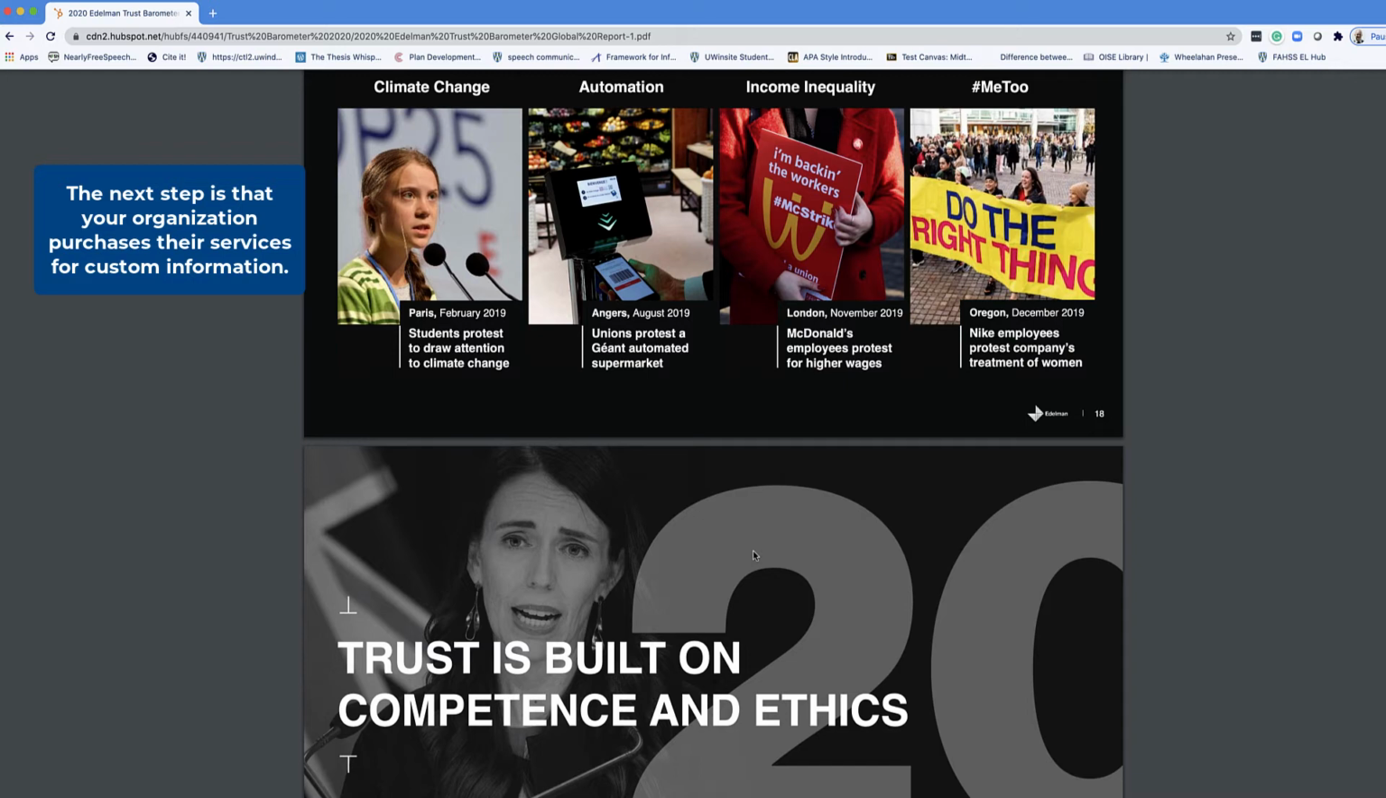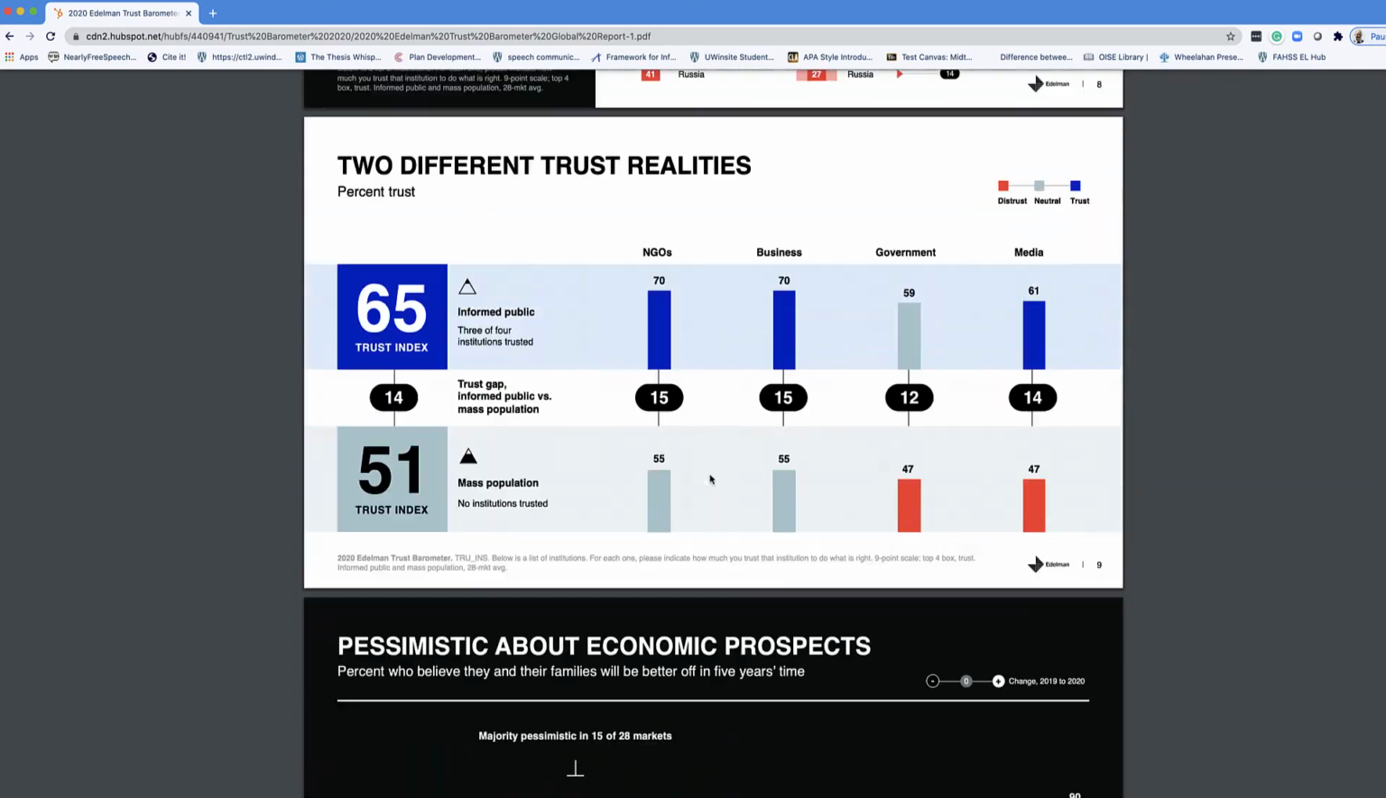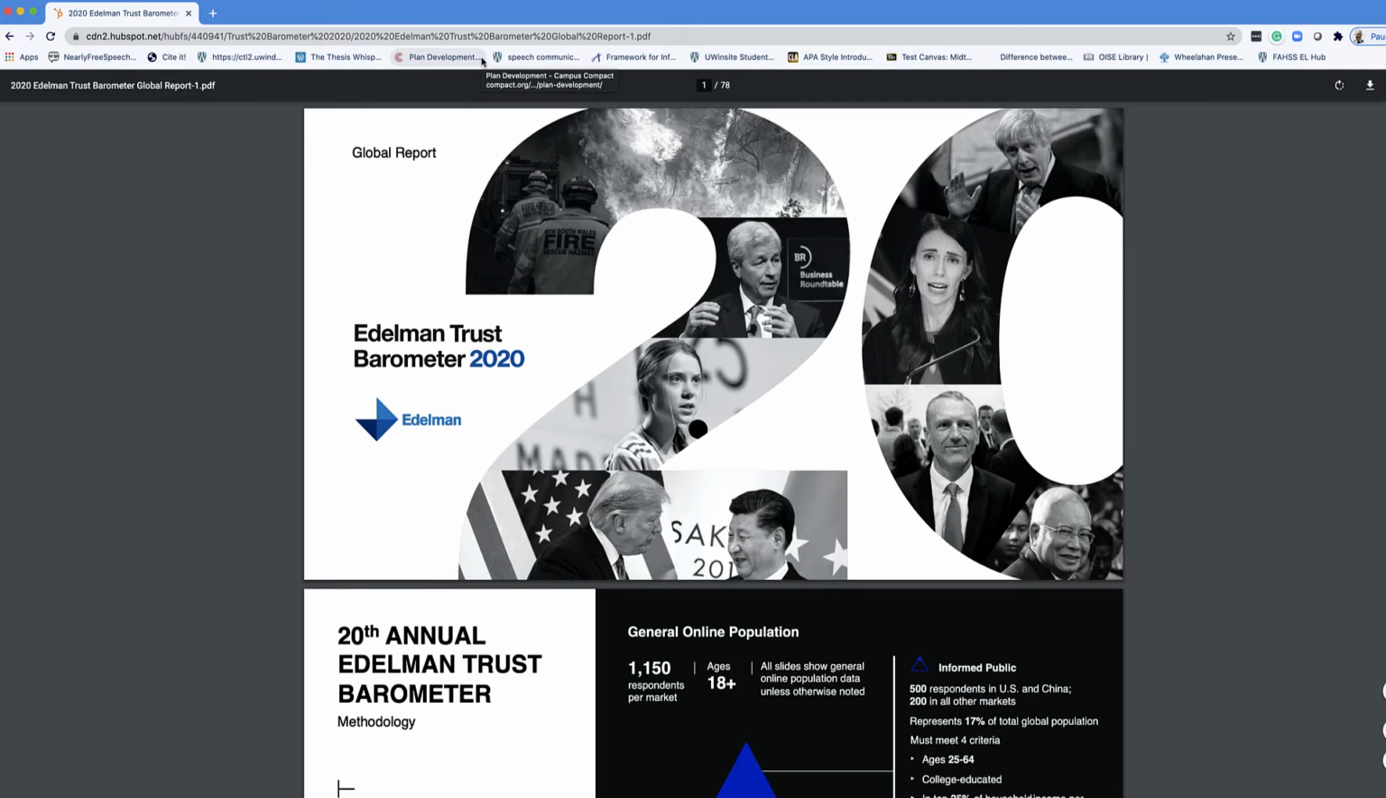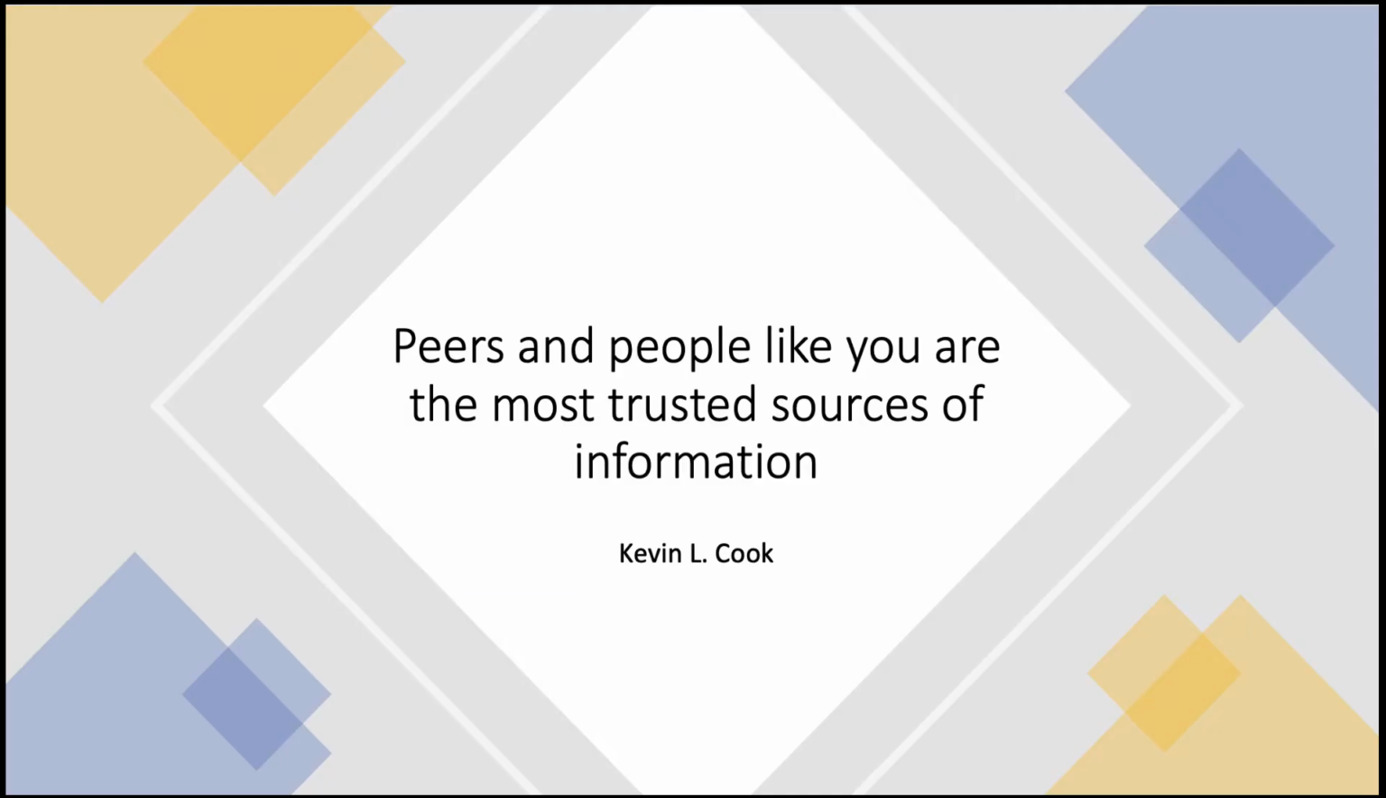That's one of the key differences between industry published research versus academic published research. In academia, you're required to really spend a lot of time on how you collected the information and what your research methods were. Next, the head of Edelman says, peers and people like you are the most trusted sources of information.